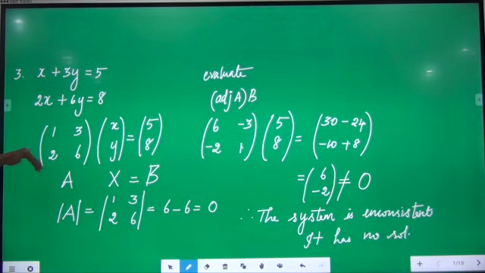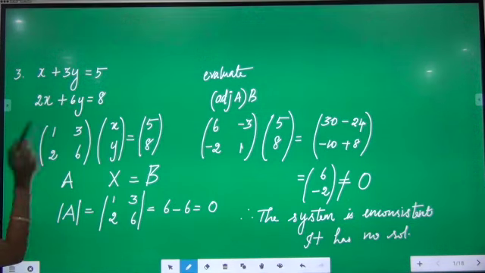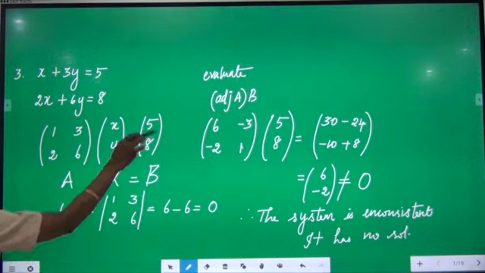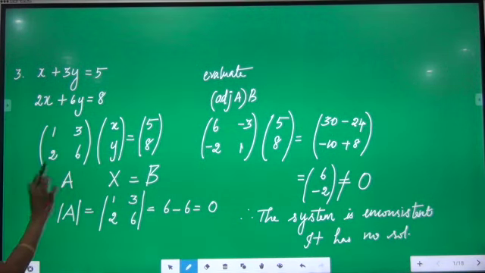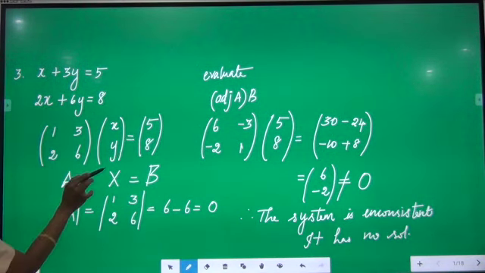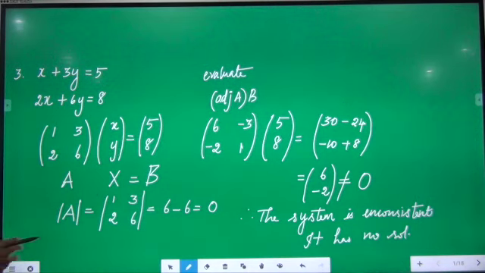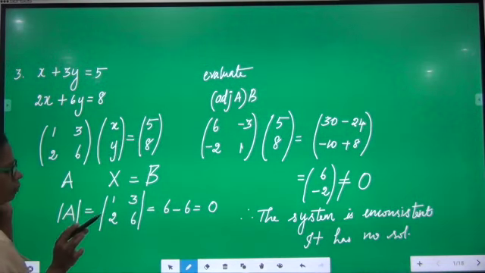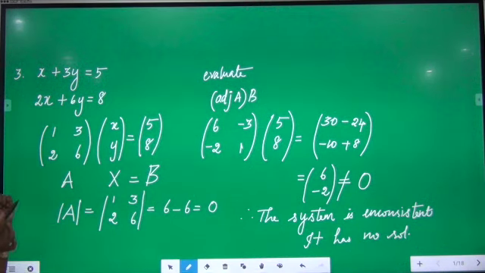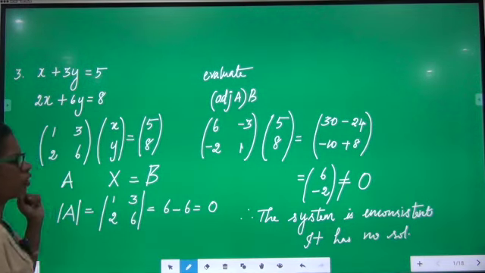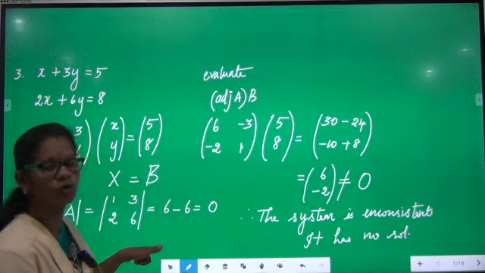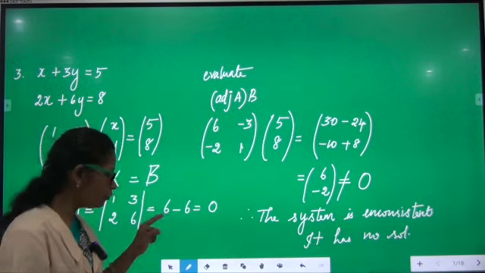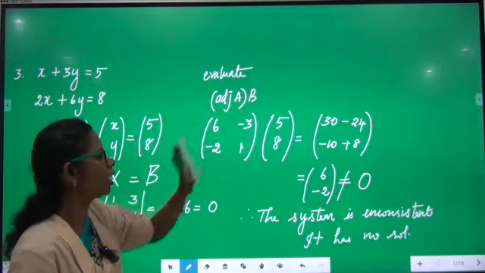The coefficient of x, you write in the first column. Coefficient of y, you write in the second column. The variables, you arrange in a column matrix. The constants, you arrange in a column matrix. I said the collection of coefficients is represented as A. The variables are represented by capital X. The constants should be represented by capital B. You want to examine whether the given equation is consistent or not. For that purpose, first you want to find determinant A. If you arrive at determinant equal to 0, you cannot conclude whether it is consistent or inconsistent. For that purpose, you want to evaluate adjoint of A into B.